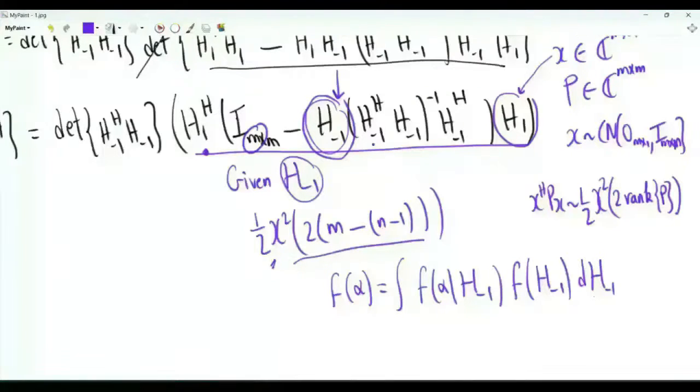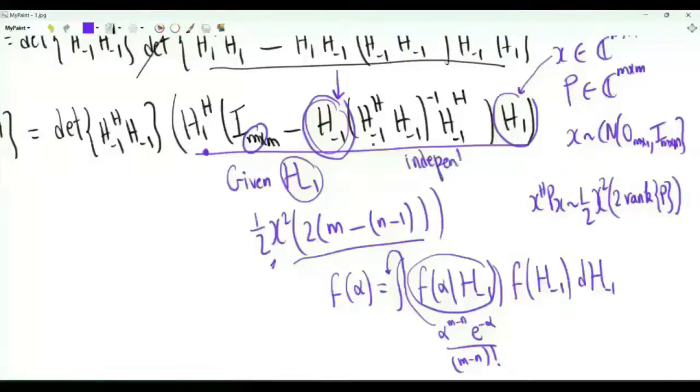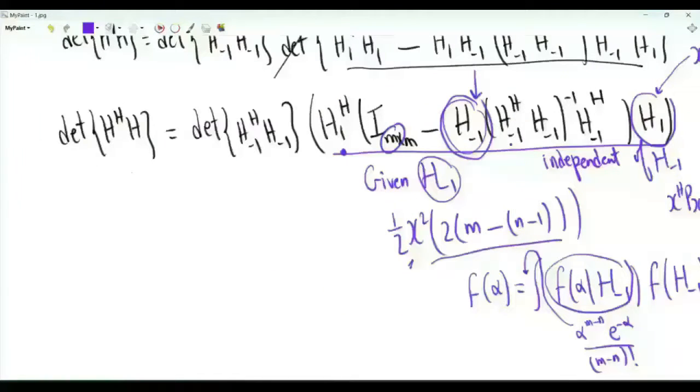Specifically, we integrate with respect to the real and imaginary parts of the random variables of H minus 1. However, this PDF here is alpha to the m minus n, e to the minus alpha over m minus n factorial. We can take this part outside the integral. The integral is 1, and as we can see, the unconditional distribution of the quadratic form is exactly the conditional distribution. It is also important to keep in mind that this quadratic form is independent of H minus 1.